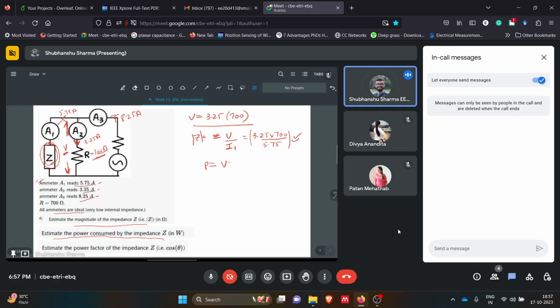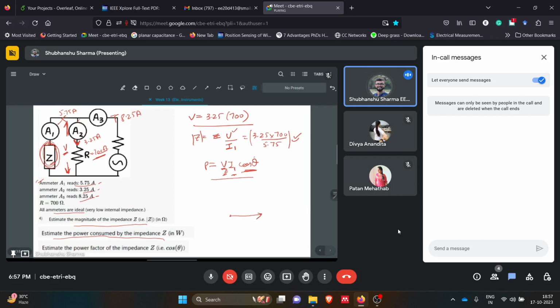is basically VI cos theta. What is V? V is the voltage drop across that element. Here it is Vz, and we have calculated this V already. I, the current through that branch, we also know, that is I1. The next thing is the power factor, that is the angle between this Vz and I1. So for this we need this theta. For that we'll need to go for the phasor.